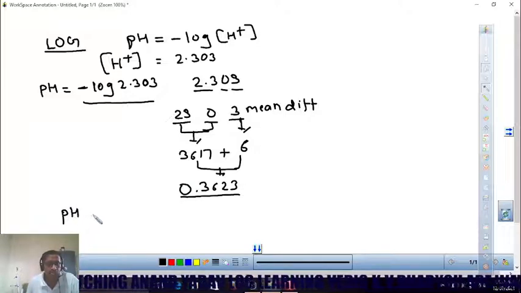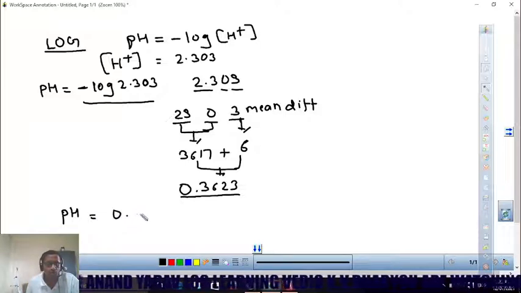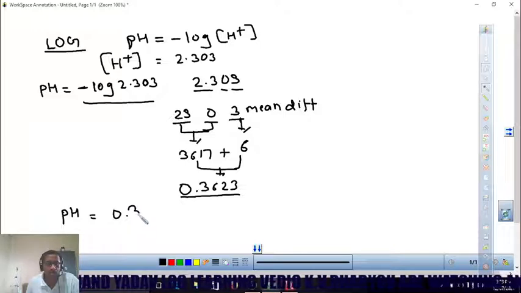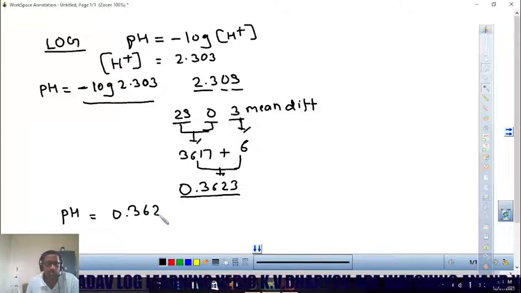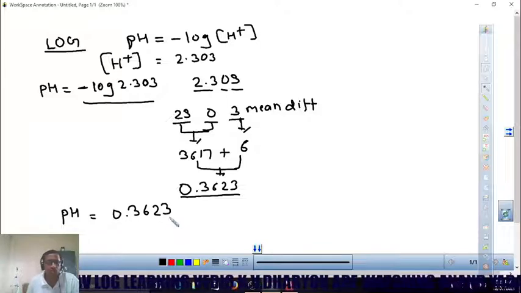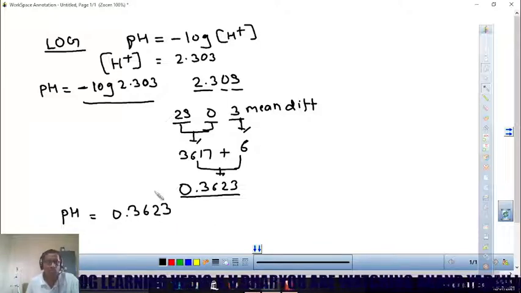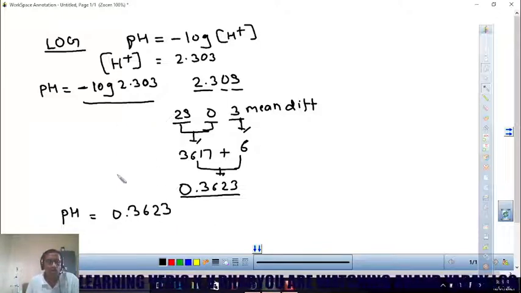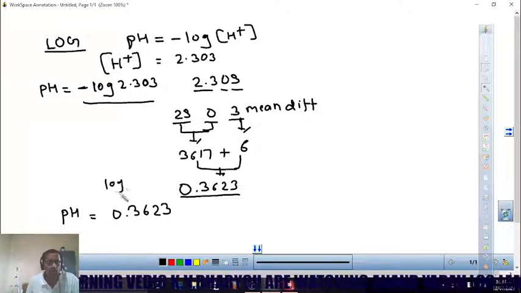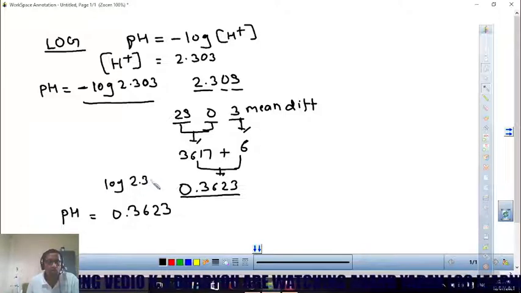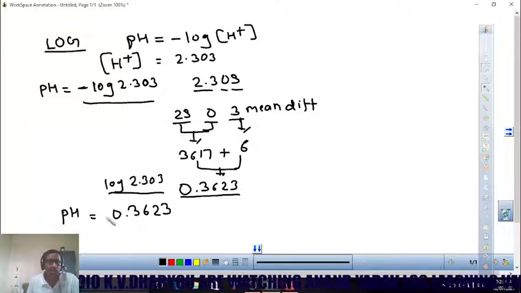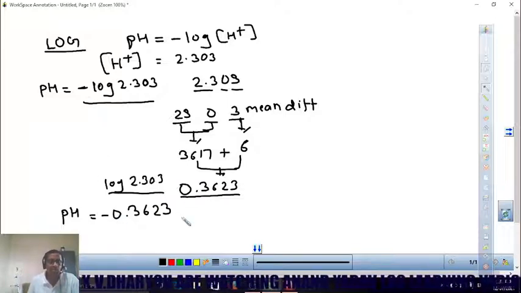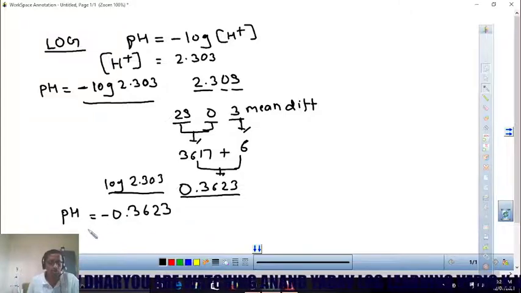pH is equal to 0.3623. So the solution of log 2.303 is this, and the negative sign you can keep here, minus 0.3623. So this is the solution.